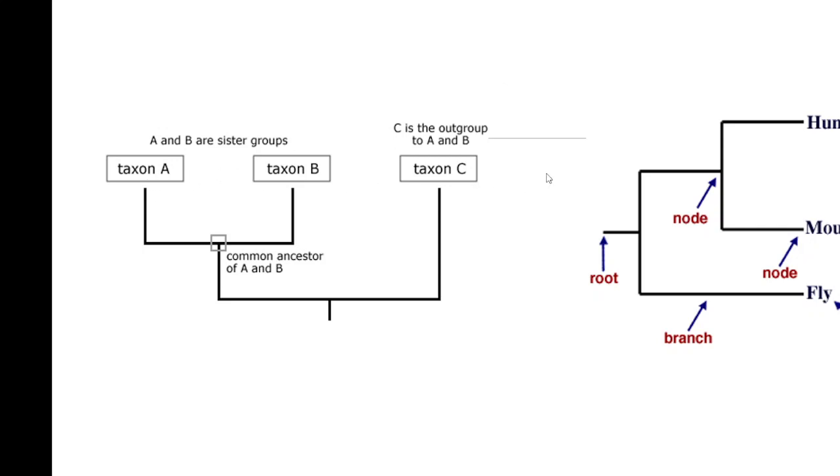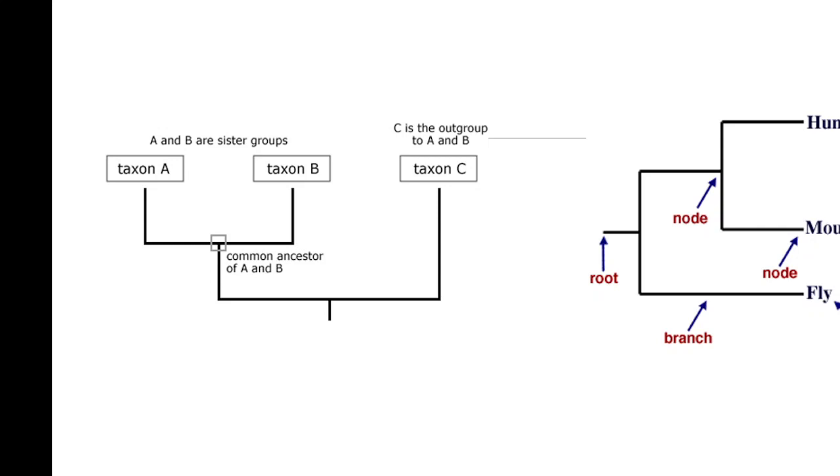So we call taxon C an outgroup. There are two terms here. One is sister groups: if they evolved from the same common ancestor, we call it a sister group. But if it evolved from a previously common, earlier ancestor, we call it an outgroup. So here you can see taxon C is an outgroup.